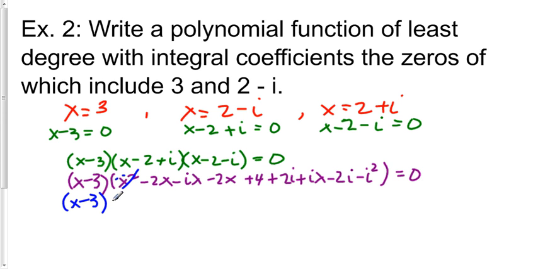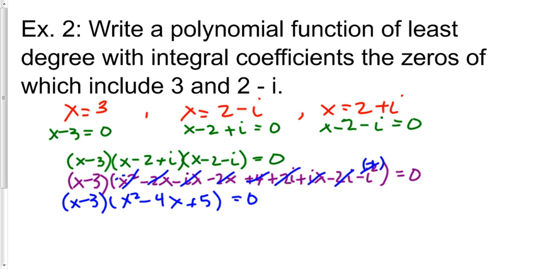I've got 1x squared. I'm going to cross them off as I use them. I've got negative 2x minus 2x. That's negative 4x. I've got a negative ix and a positive ix. That makes 0. Those cancel out. Then I've got a positive 2i and a negative 2i. That also cancels out. And I've got 4 minus i squared. Now remember that i squared really is negative 1. So I've got 4 minus negative 1. 4 minus negative 1 is positive 5. And now I've got everything combined together.